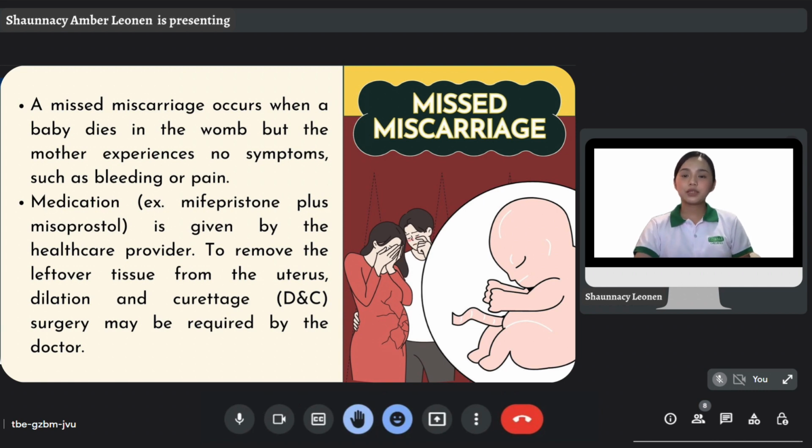The management for this is to help the womb release all of the remaining immature tissue. Medication such as mifepristone plus misoprostol is given by the healthcare provider. To remove the leftover tissue from the uterus, dilatation and curettage surgery may be required by the doctor.